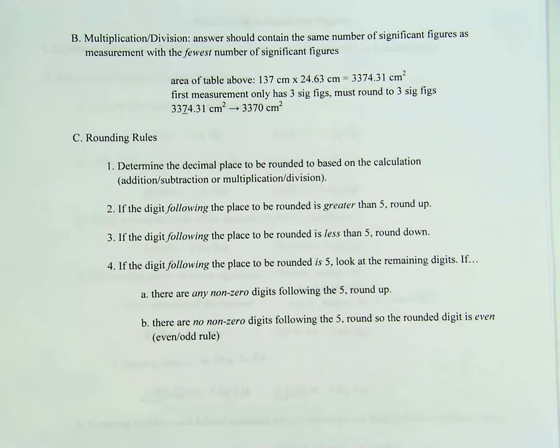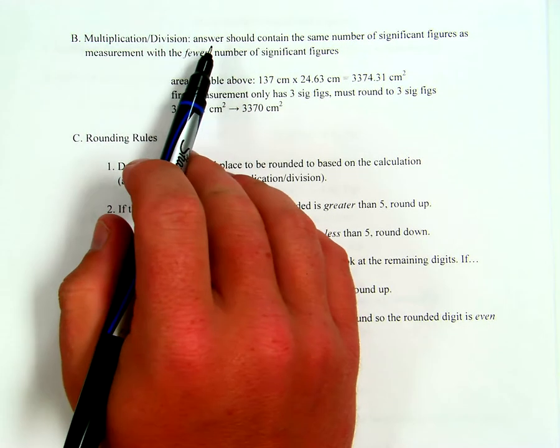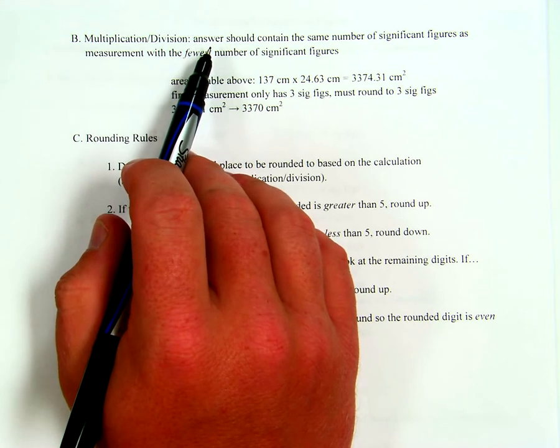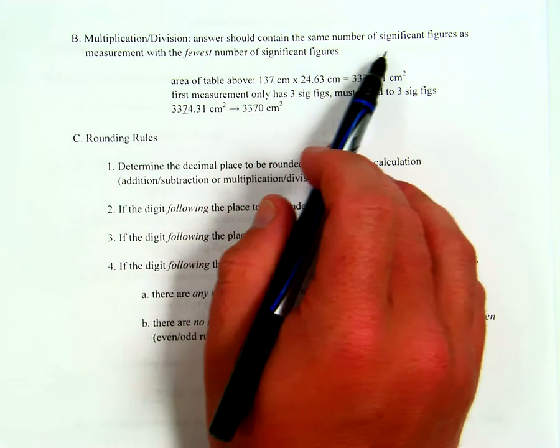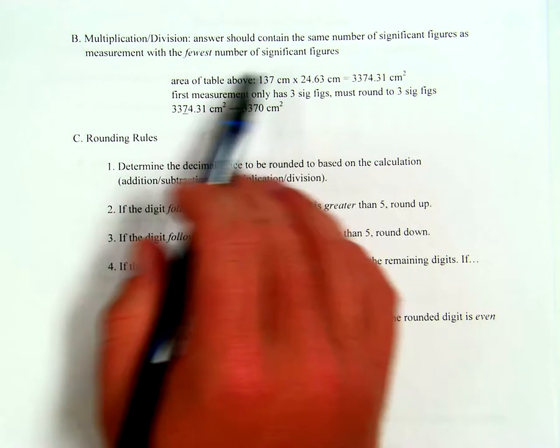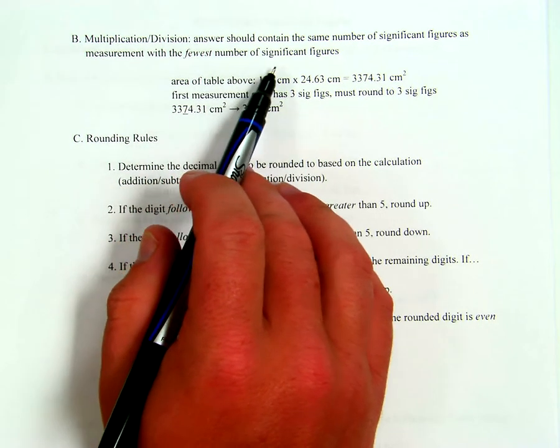In my opinion, the multiplication division is actually a little easier than the addition subtraction. Alright, so in multiplication division, as far as knowing where to round our answers, the answer should contain the same number of significant figures as the measurement with the fewest number of sig figs.